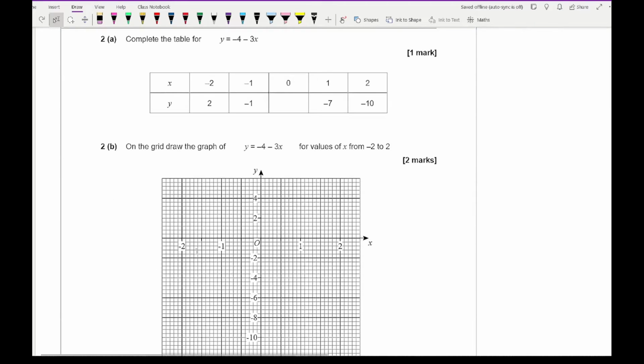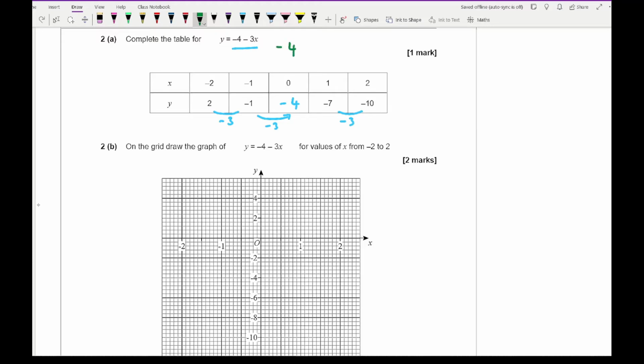Moving on to question 2, it says complete the table for y equals -4 - 3x. Now from this, you should be able to spot or know that this is going to be a straight line graph, which basically means that when the x values are going down in the same sort of steps, the y values should follow a similar pattern. So because it's a straight line, you can see here that I'm taking away 3 between each of the numbers, which therefore means that to work out this number, all I need to do is -1, take away 3, which gives me -4. An alternative you could do is just substitute x equals 0 into this particular formula.